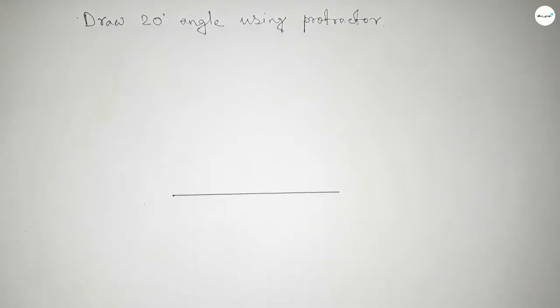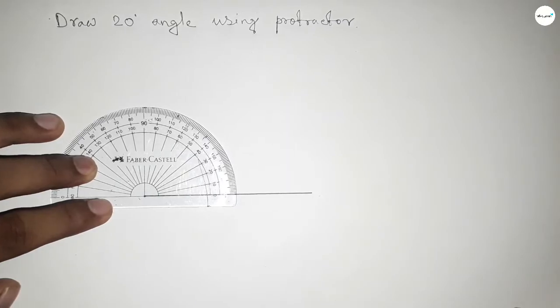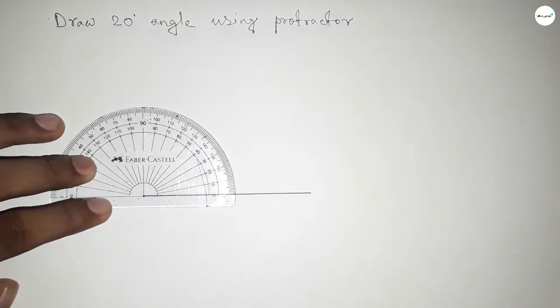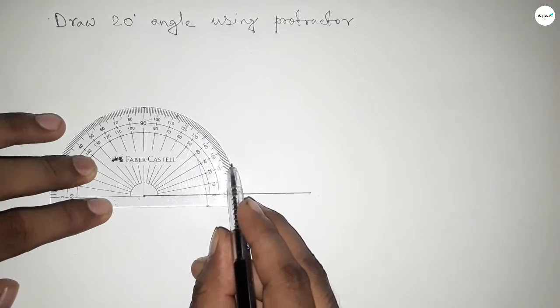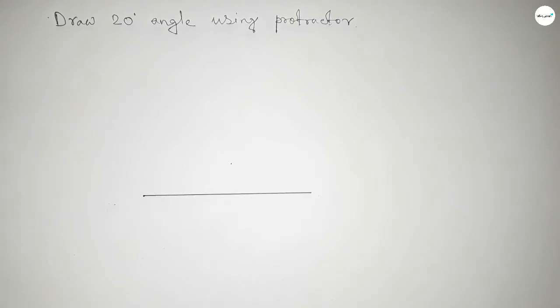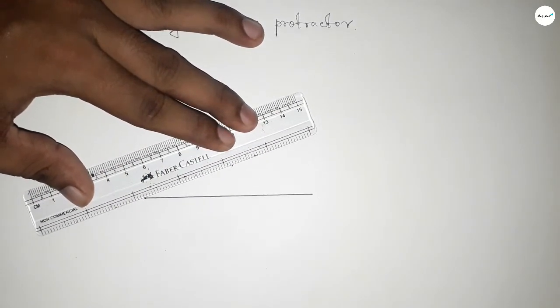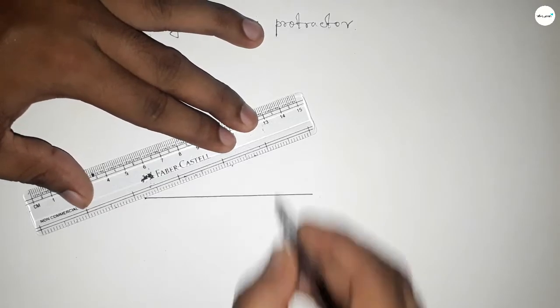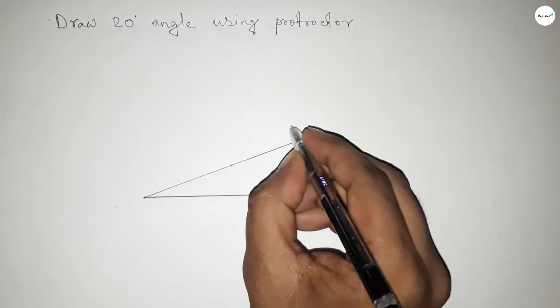Now put the protractor on the line perfectly. Now counting this angle, this is 20. So this is 20 degree. Okay. Now joining this to get a 20-degree angle. Okay, so we got a 20-degree angle.